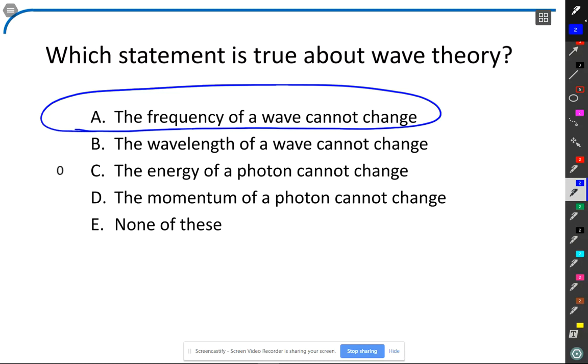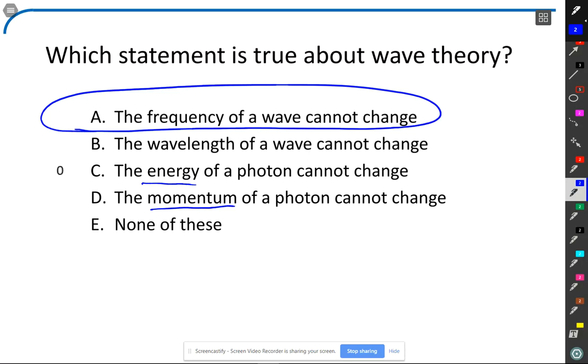Now, we didn't talk about momentum of a wave. Why not? Waves don't have momentum, but particles do. We didn't talk about the energy of a wave. Well, we talked about the intensity. But we talked about the energy of a photon, momentum of a photon. Well, did we talk about the momentum of a photon?